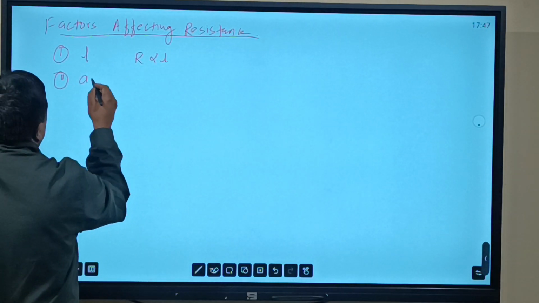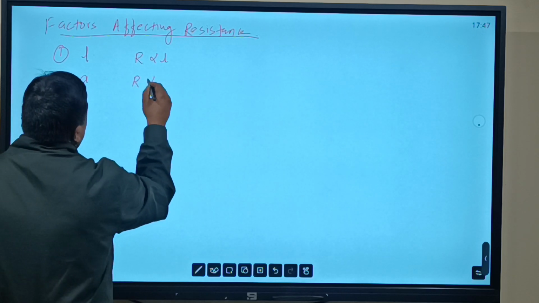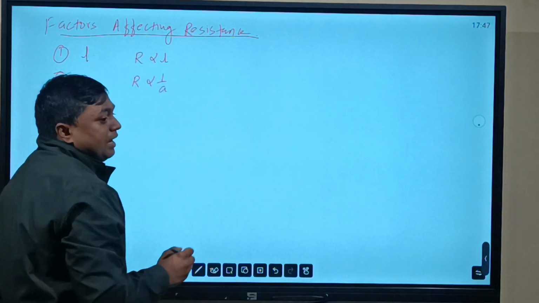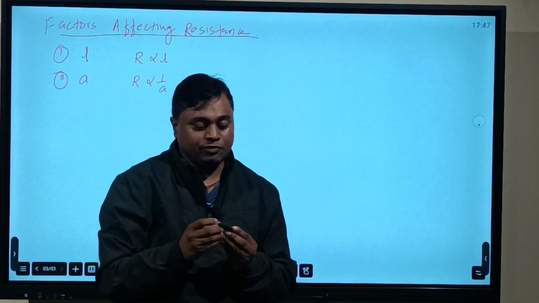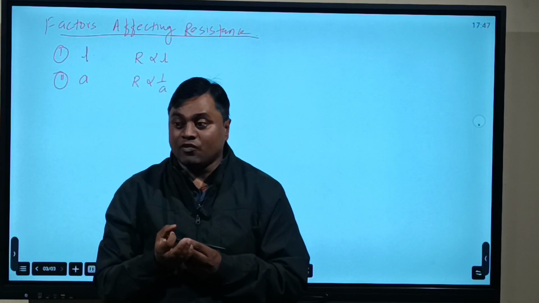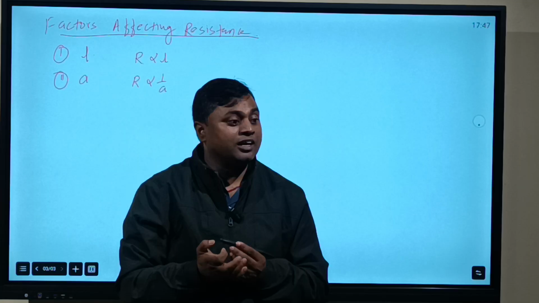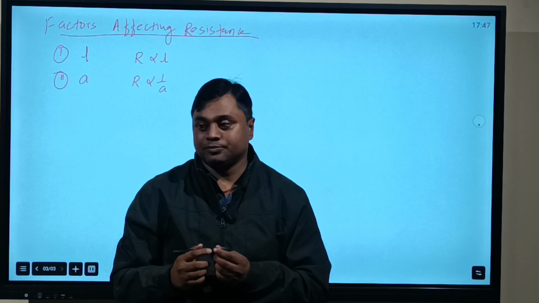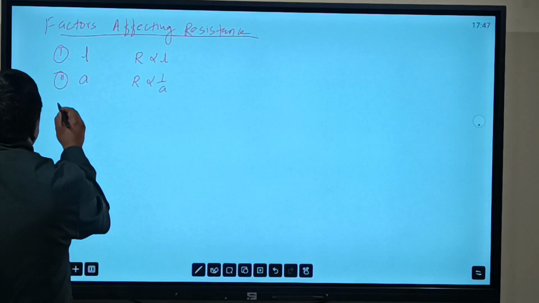Area of cross section. Resistance of the wire is inversely proportional to area of cross section. Area of cross section means thickness. For a thick wire, less resistance; for a thin wire, more resistance. Is it clear? Next factor is what?